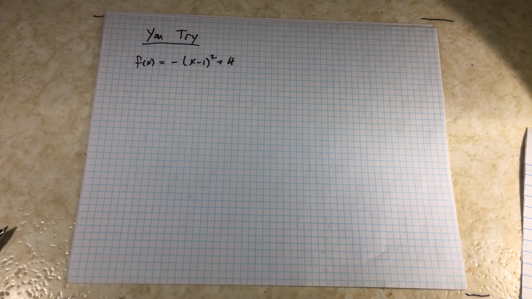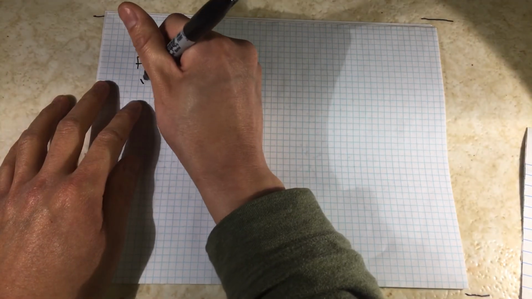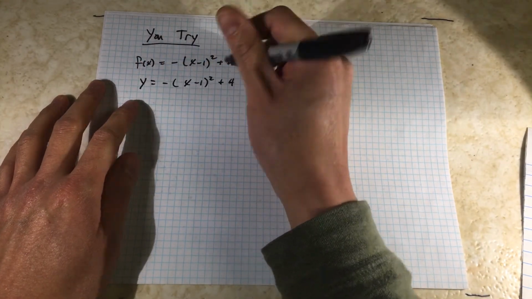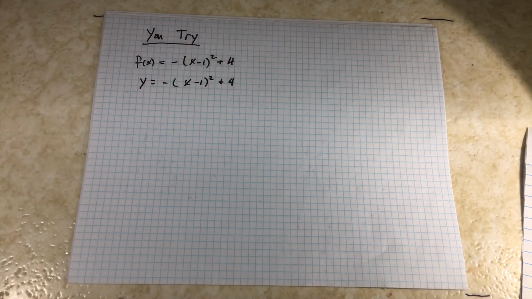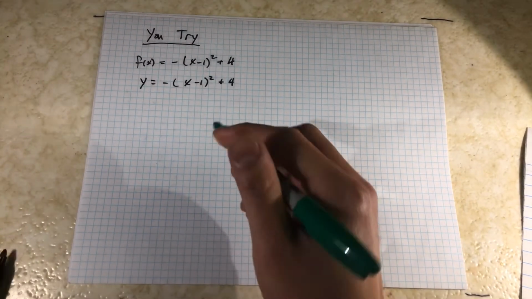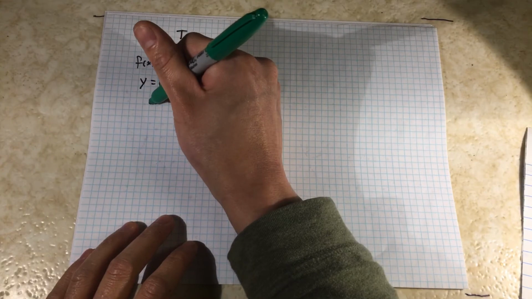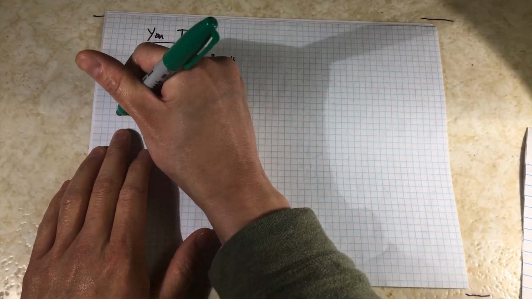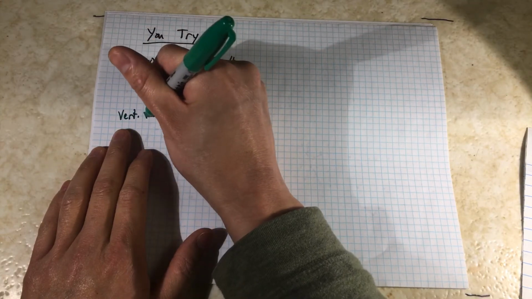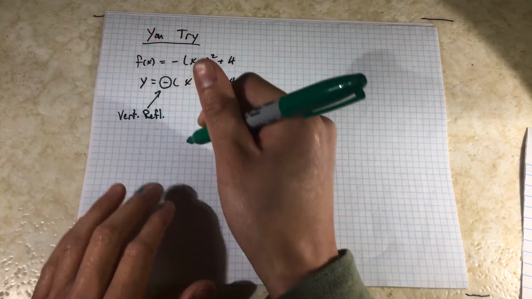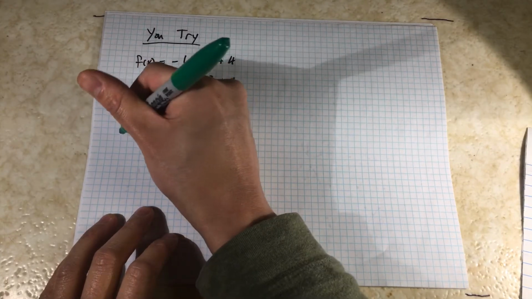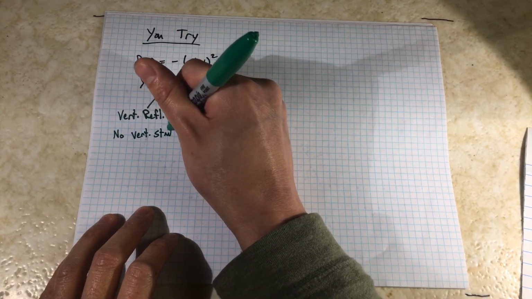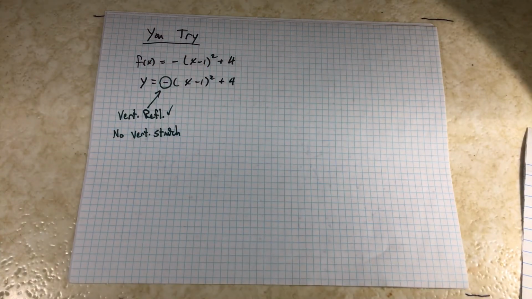All right, so let us do this one. y equals negative (x minus 1) squared plus 4. Again, the first thing we're going to do is look at this right here. What that tells me is it's basically a negative 1. So that is telling me that we're going to have a vertical reflection. So there is a vertical reflection, but there's no vertical stretch. No stretching in this case.